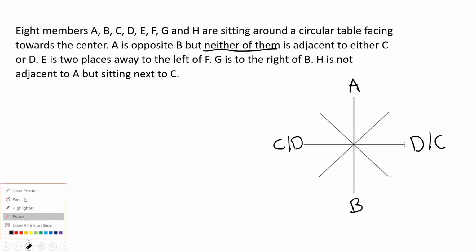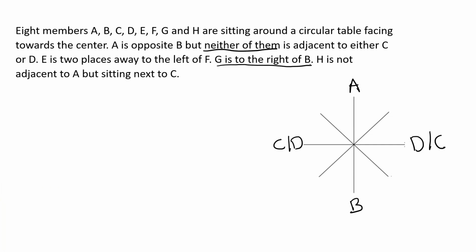Now I want you to go with this condition. G is to the right of B. As we have placed B earlier, if you go with this condition, that will make your work really very easy now. So G is to the right of B.